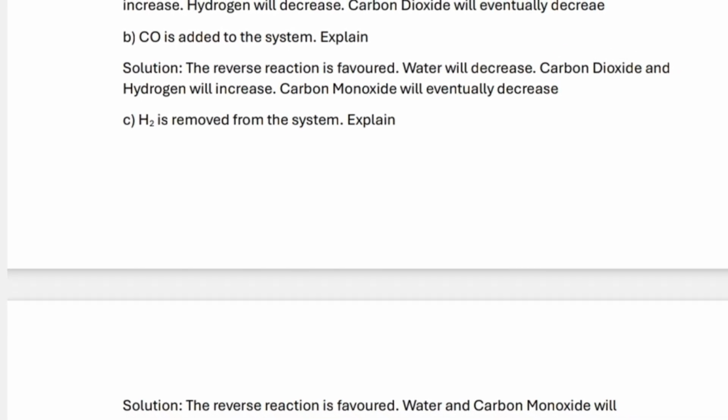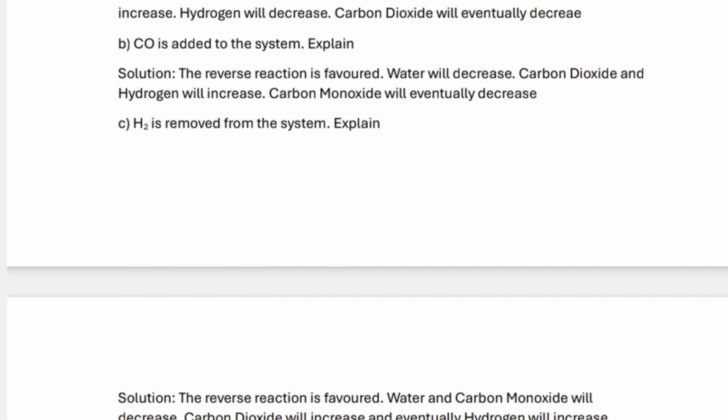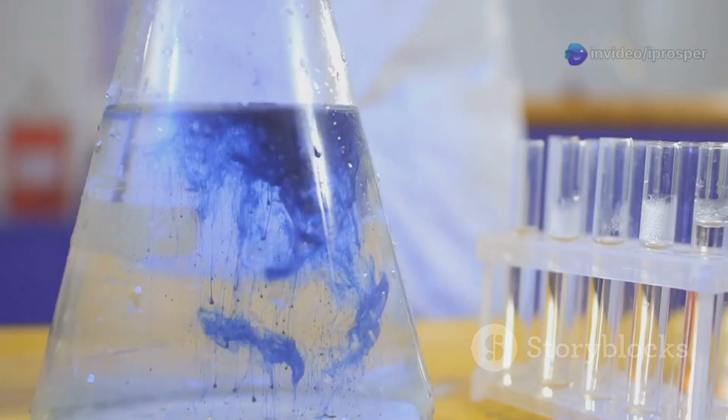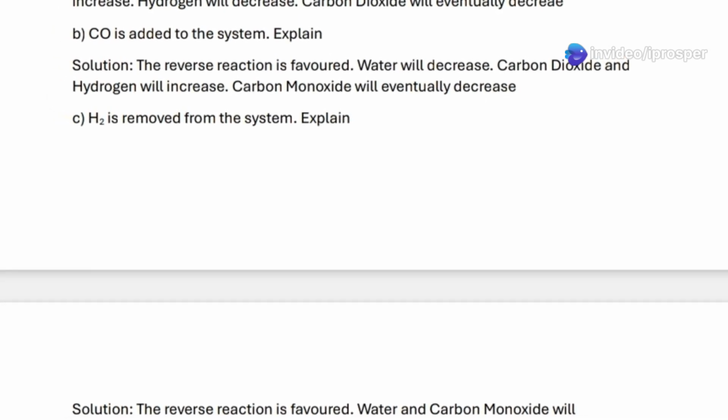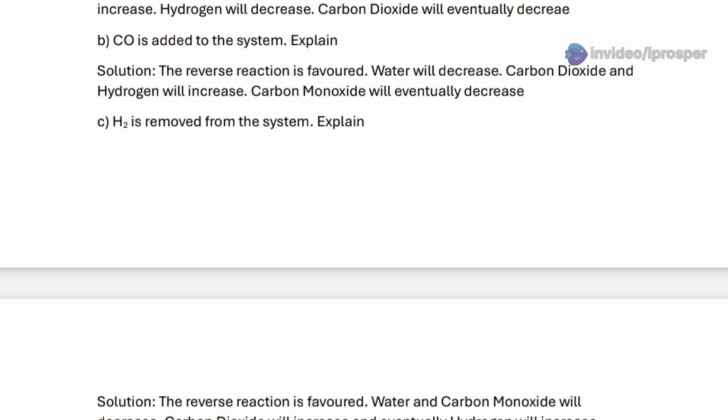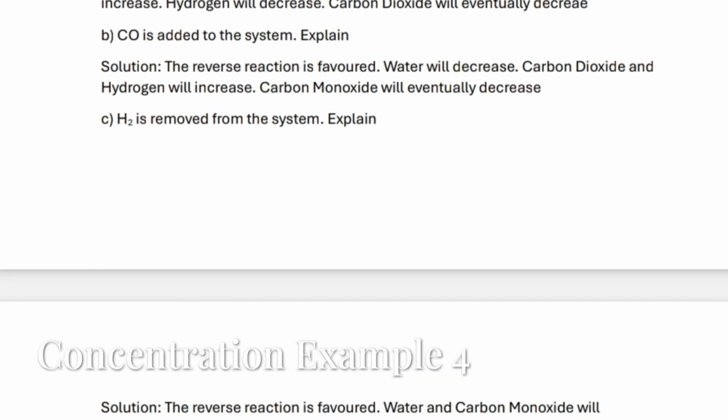Now let's consider what happens when hydrogen is removed from the system. In this case, the reverse reaction is favored. This means water and carbon monoxide will decrease. Meanwhile, carbon dioxide will increase and eventually, hydrogen will increase as well.